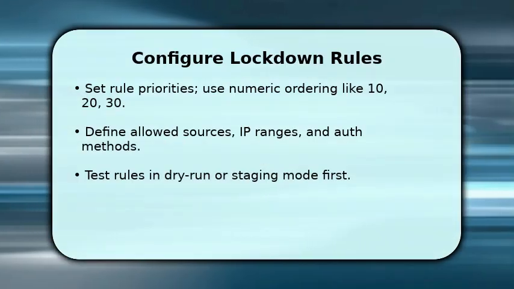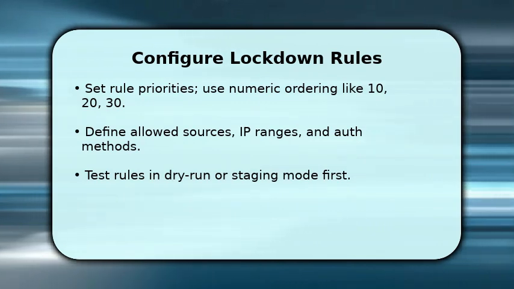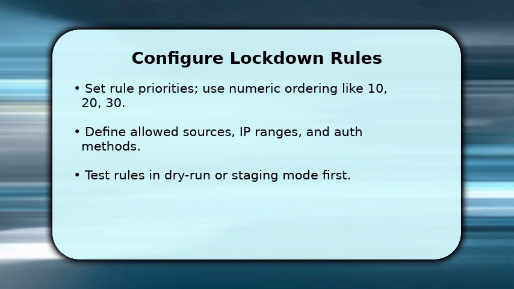Open the plugin dashboard and create rule groups with clear priorities so higher-numbered rules don't override critical blocks. Once created, specify allowed sources, IP ranges, and authentication methods, and tie rules to services or endpoints.